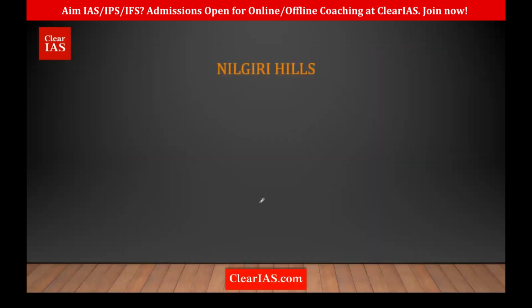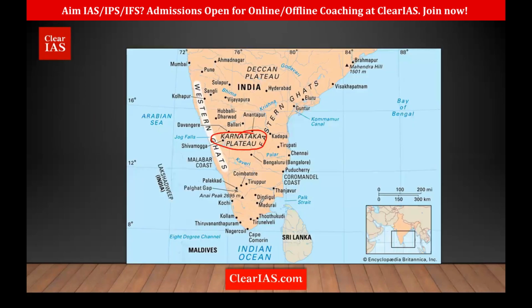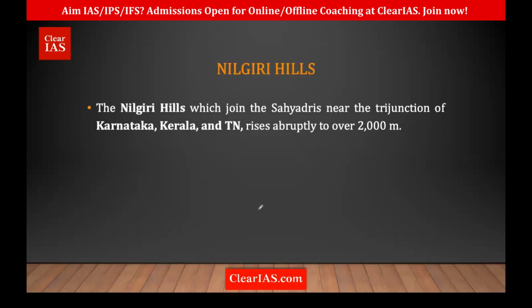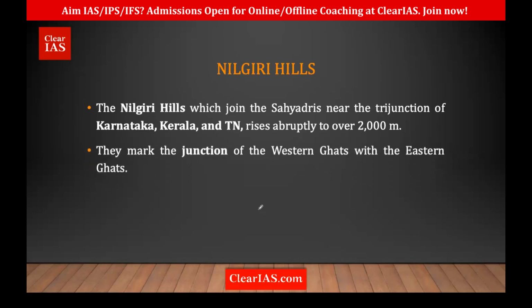Next is the Nilgiri Hills. If you can see here, after this part, we have the Nilgiri Hills. It starts at the tri-junction of Karnataka, Kerala, and Tamil Nadu. And this is the tallest part of the Western Ghats. It rises above 2,000 meters. It is at this height and suddenly rises to 2,000 meters. So this part starts from the tri-junction of Karnataka, Kerala, and Tamil Nadu. Another interesting fact is that at the Nilgiris, the Western Ghats and Eastern Ghats meet.